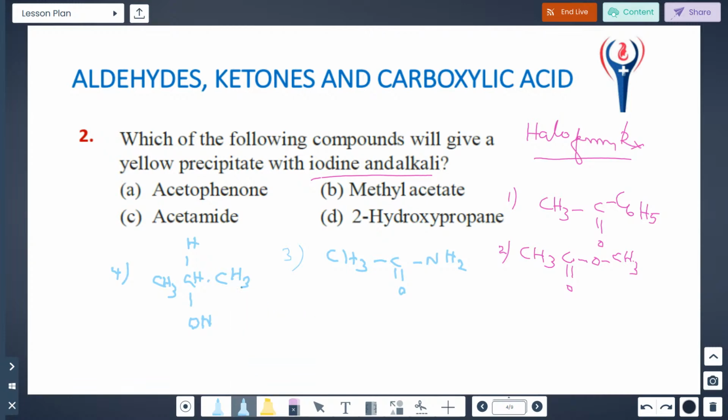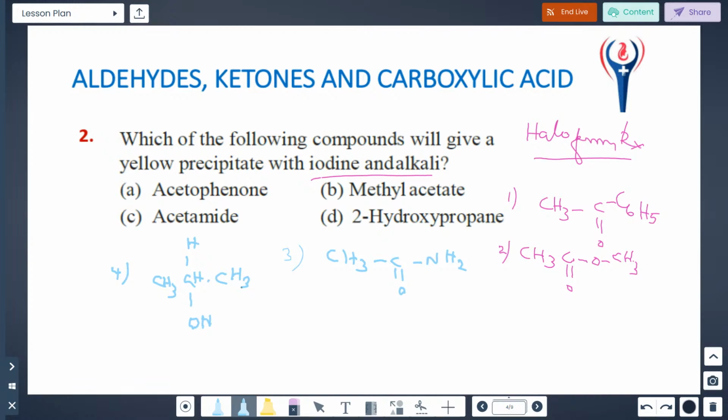Okay. Now, what's the question? Which of the following compounds will give a yellow precipitate with iodine and alkali? So mostly you take only the ketone compounds. This is called alcohol compounds. This is called amide compounds. This is called ester compounds. So the best one is the ketone compounds.